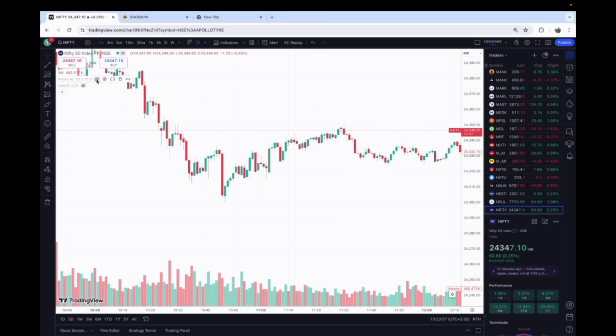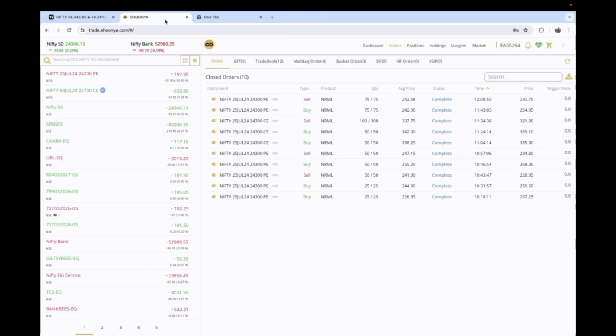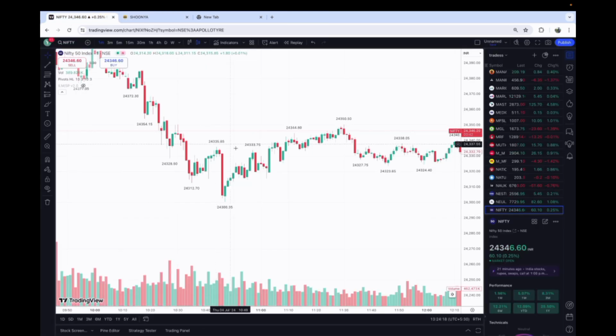Now since the market was going up, a new SPL was formed here at 10:57, and that was broken by the 11:03 candle. So I entered with 24,300 CE this time, because the market was going up, at 11:04 with 50 quantities. I entered into that trade.